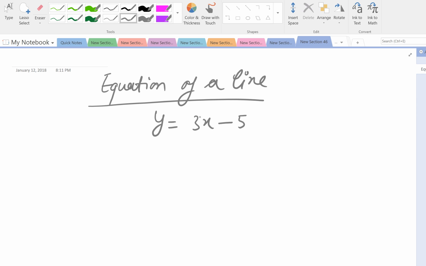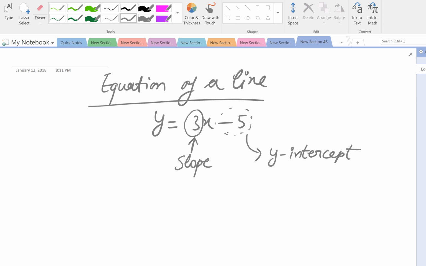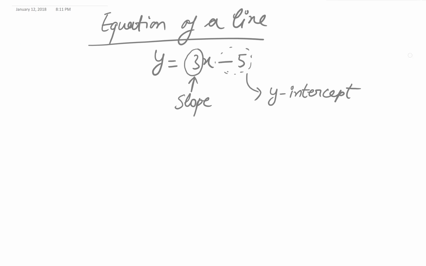So whatever's sitting with the x component, or with the x coordinate, is the slope. We call it slope. Slope is the steepness of the line, right? And whatever constant value you have there is your y value. We call it y-intercept or initial value. That's the initial value of the line on the y-axis.